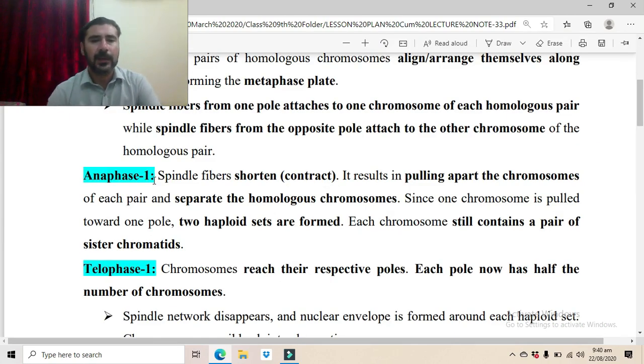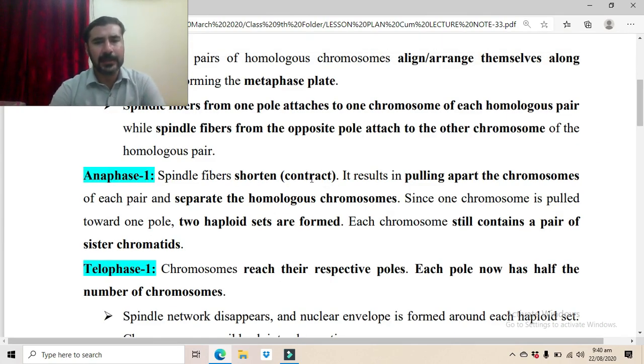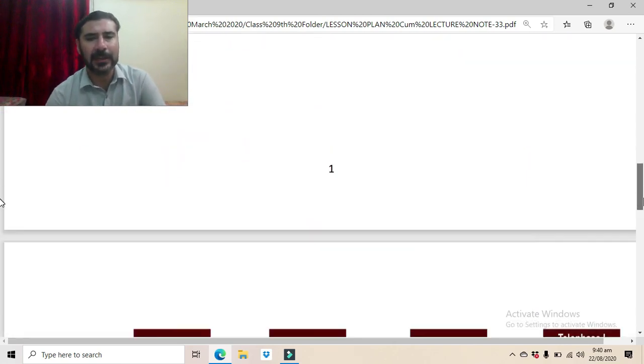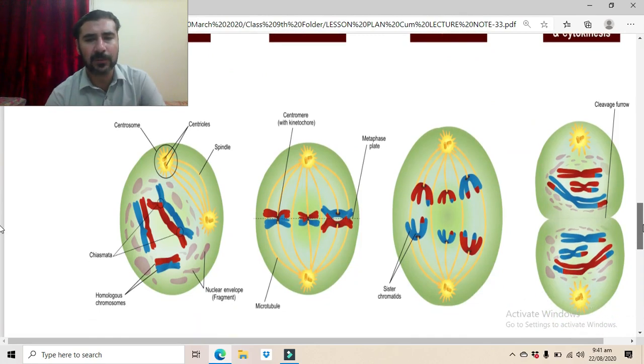Anaphase. The spindle fibers shorten, they contract. It results in the pulling apart of the chromosomes of each pair and separates the homologous chromosomes. Since one chromosome is pulled toward one pole, two haploid sets are formed. Each chromosome still contains a pair of sister chromatids. Diagrammatically it is shown here. We will explain it here.